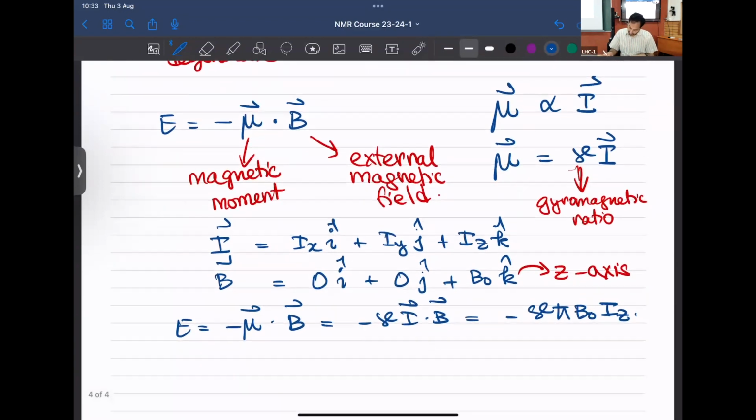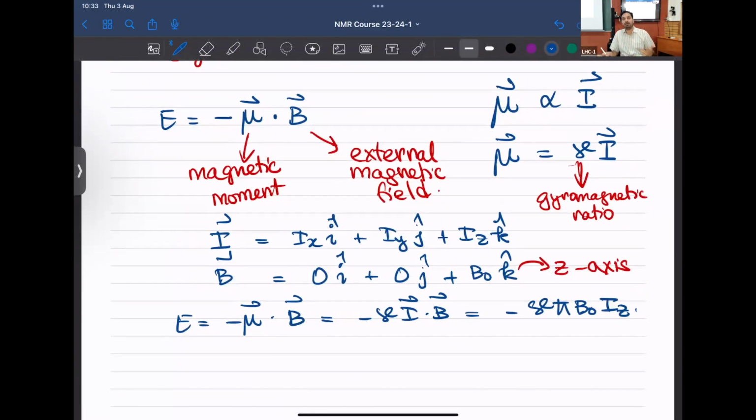So therefore, what is going to end up happening? The energy is going to be given by the IZ, the Z projection of the spin state that you're trying to look at. Correct? Yes.